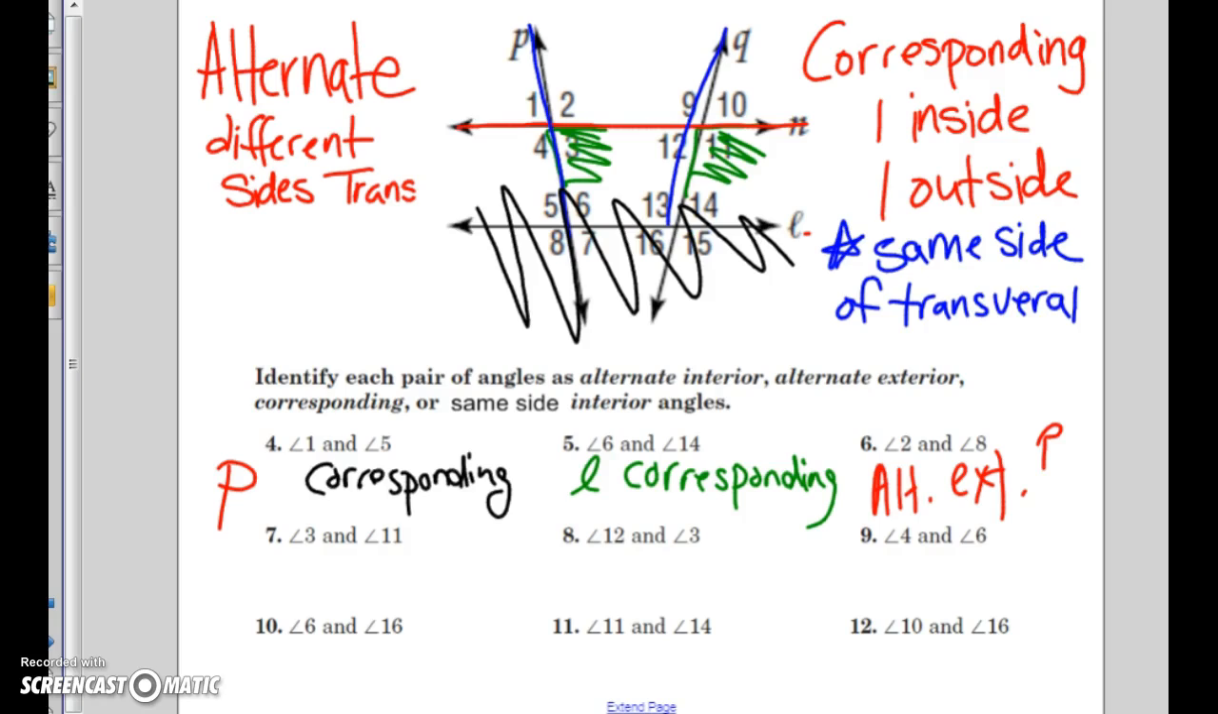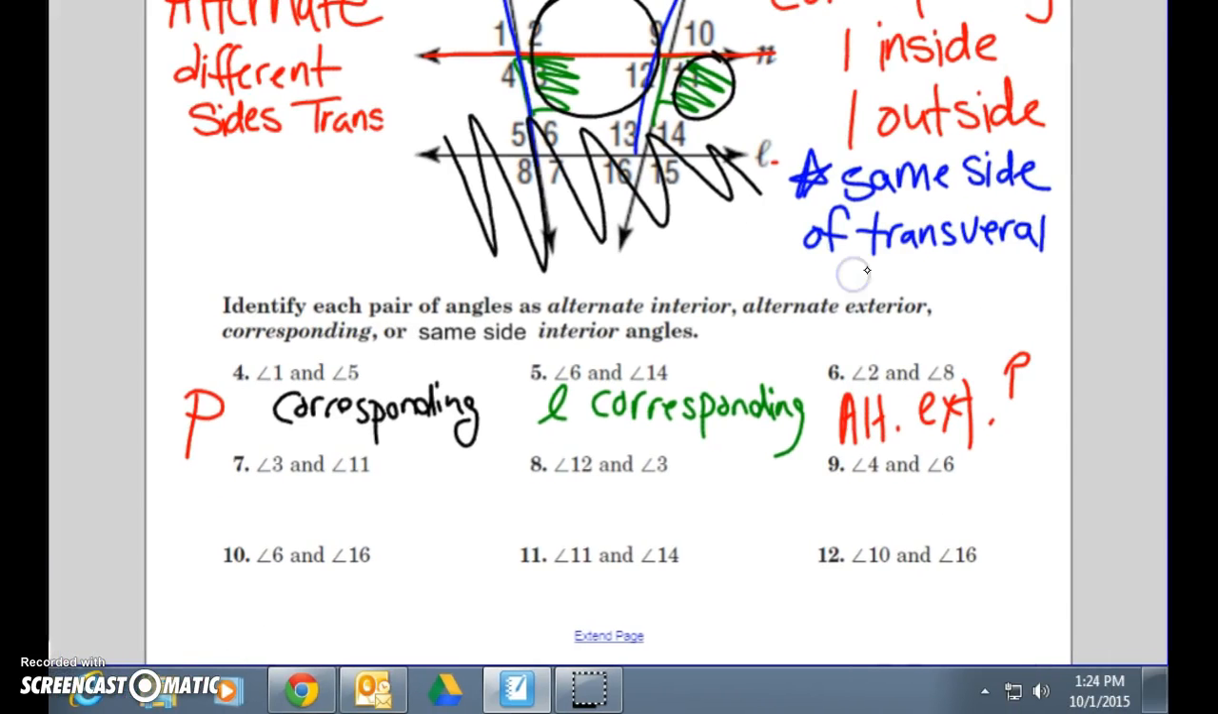So right here, are the green ones inside the blue lines? One of them is inside. Are they outside? One of them is. Are they on the same side of the red line? Yes. So what are they called? Corresponding. One inside, one outside.